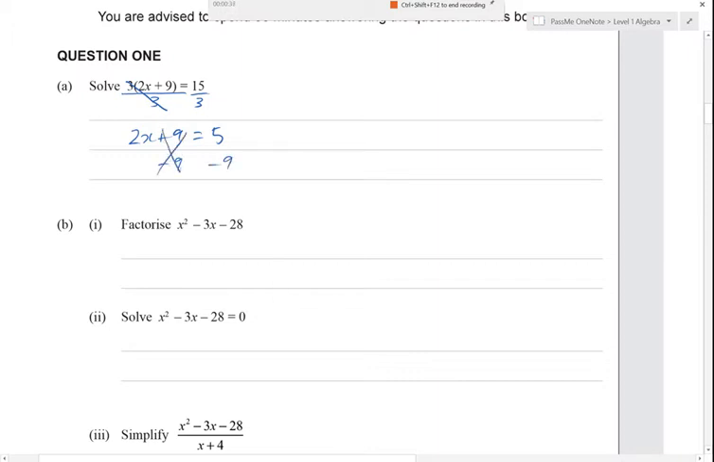So our 9's eliminate from that side and leaves us with 2x equals, and then 9 minus 5 is negative 4. Okay, after that we can divide both sides by 2, so 2's cancel out, and we're left with x equals negative 4 divided by 2, which is negative 2, and that's our final answer.